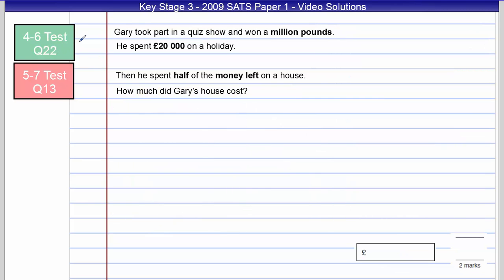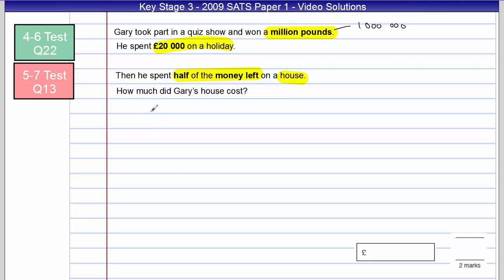Question 22 on the 4-6 test and question 13 on the 5-7 test. Gary took part in a quiz show and won £1 million. He spent 20,000 on a holiday, then he spent half of the money left on a house. How much did Gary's house cost? Well, 1 million, that's a 1 with 6 noughts after it.